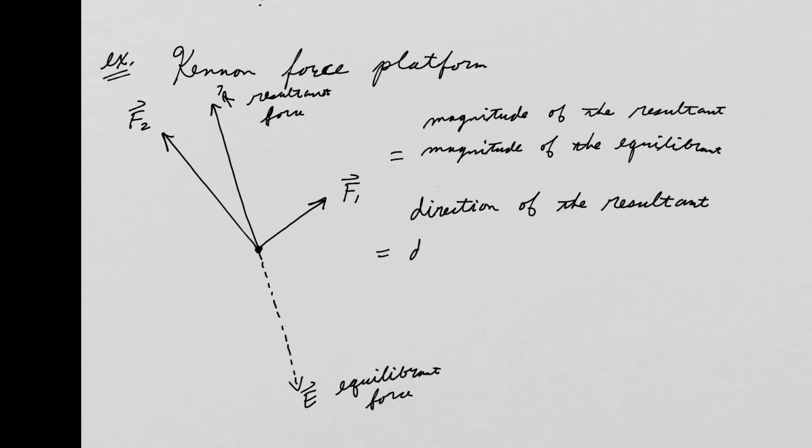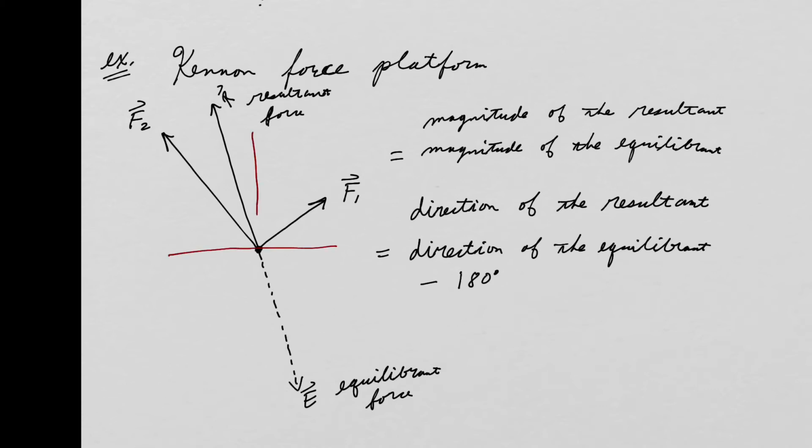So it's going to be the direction of the equilibrant minus 180 degrees. So if this is our x-axis and this is our y-axis, if you know this angle for the equilibrant, then you can subtract 180, and that will give you the angle for the resultant, which is the green one here. Right? You take the blue angle, subtract 180, and that'll give you what we want, which is the green angle. Okay, so that's important.